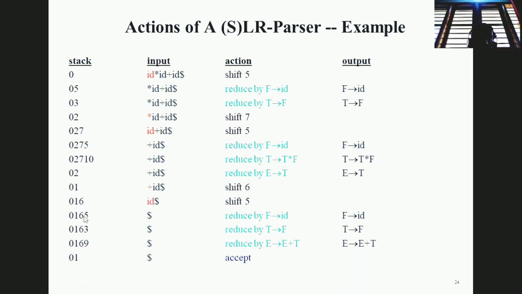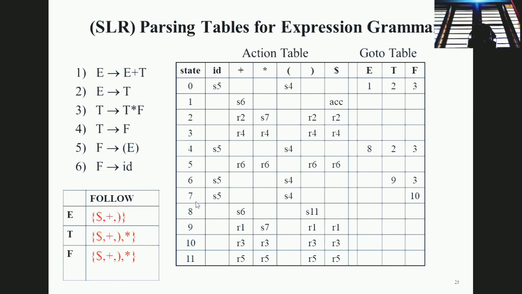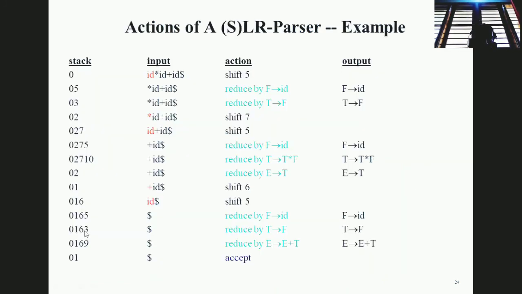Now, after popping 5, my top of the stack is 6. What is 6 on F? 6 on F is nothing but 3. I'm supposed to push 3 onto the stack.